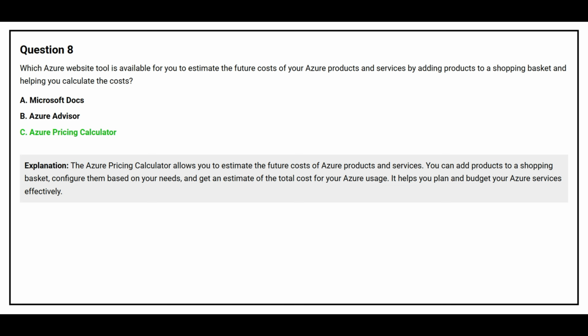The Azure Pricing Calculator allows you to estimate the future cost of Azure products and services. You can add products to a shopping basket, configure them based on your needs, and get an estimate of the total cost for your Azure usage. It helps you plan and budget your Azure services effectively.